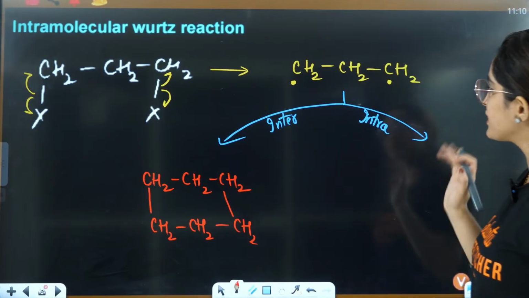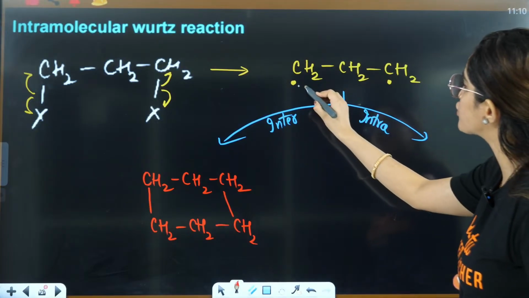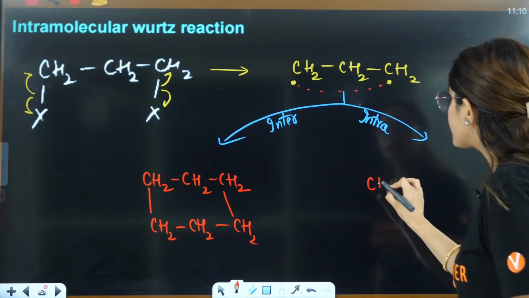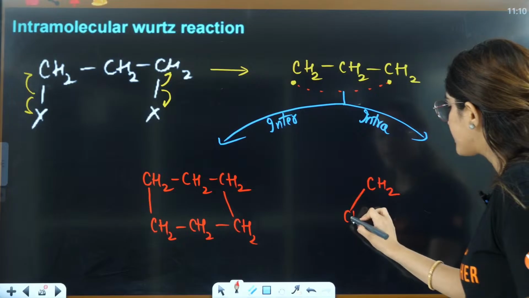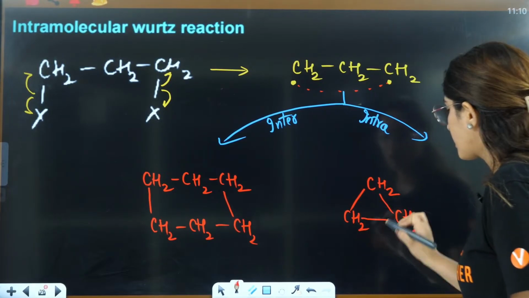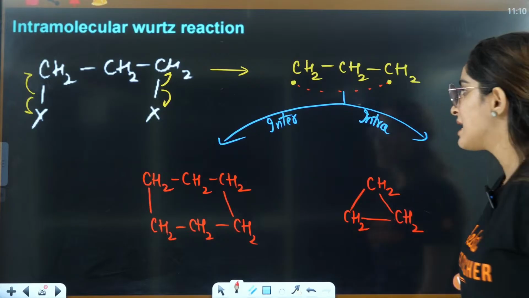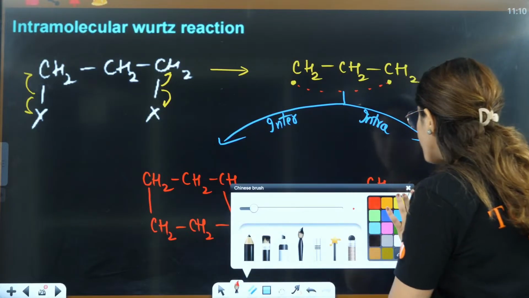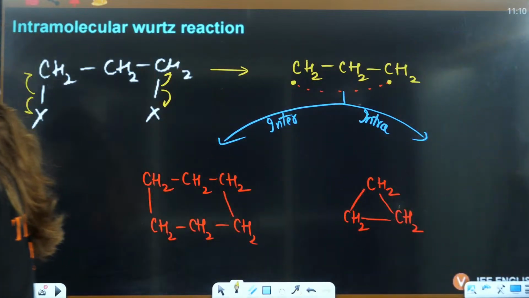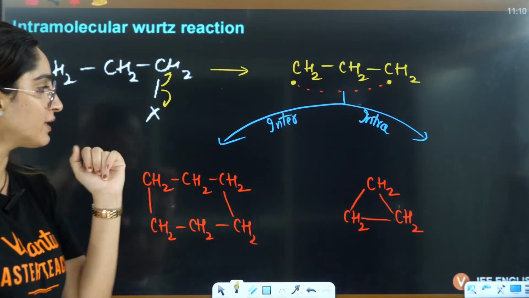Or intra is possible, that means this will join with this free radical. So what you will have, CH2, CH2 and CH2, right? Now, which one is preferred? That is the question. Which one is preferred? That is the question.